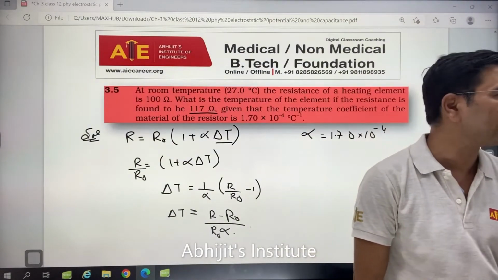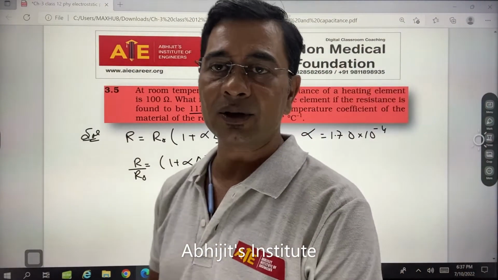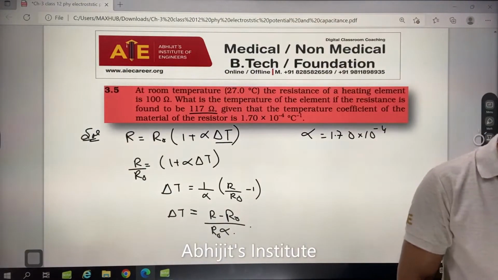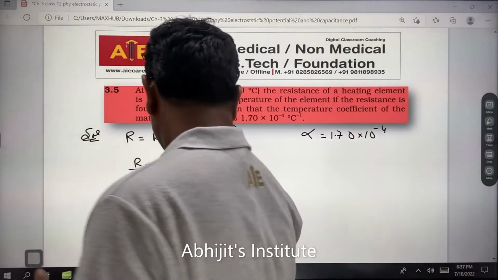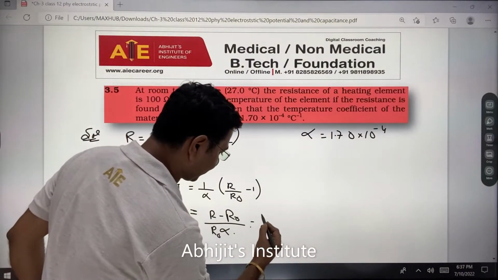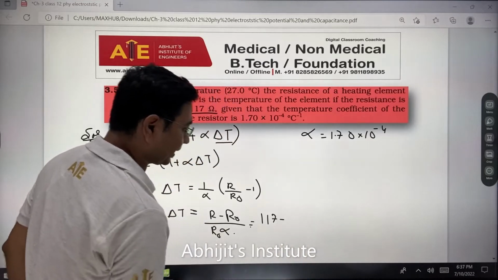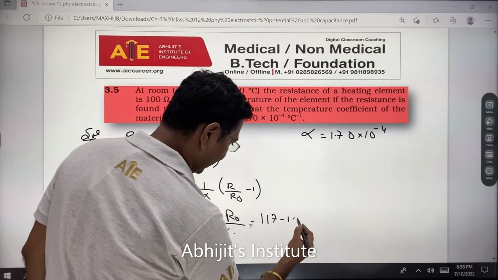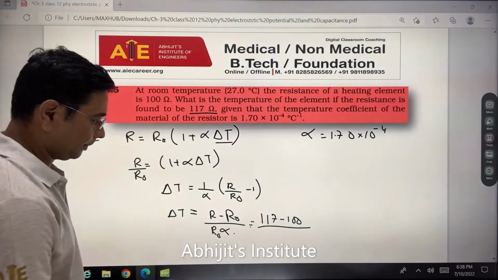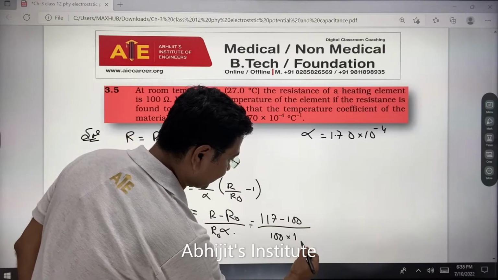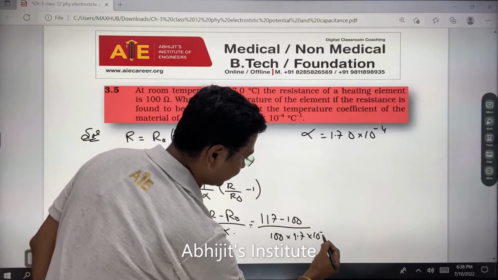Please write this down. This is the change in temperature. Now resistance values are given. Okay. So once the resistance values are given, just you put it over there. पहले लिख लो इसको please. ठीक है. Now what is he saying? He is saying now the resistance has become 117, but earlier at room temperature it was 100. So it was 100. So that is 100 into this 1.7 into 10 to the power minus 4.